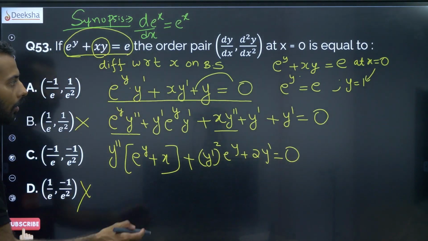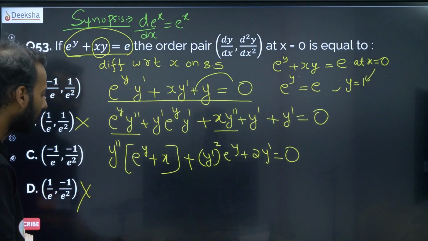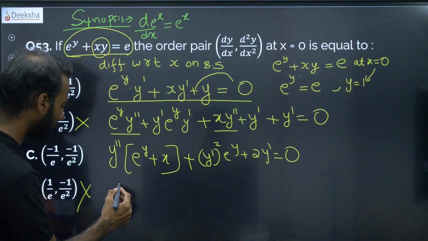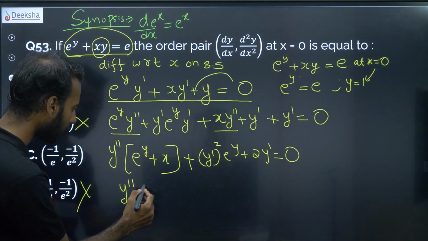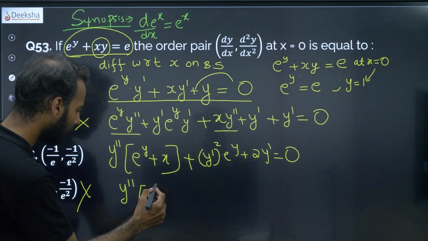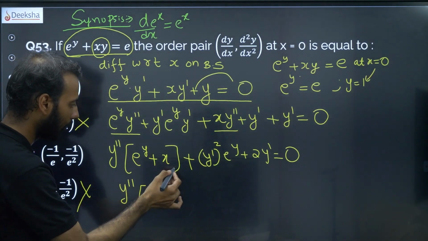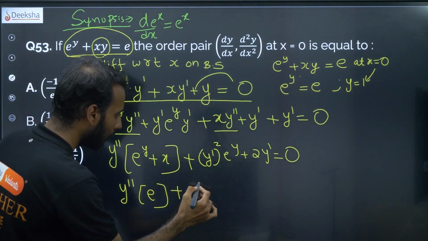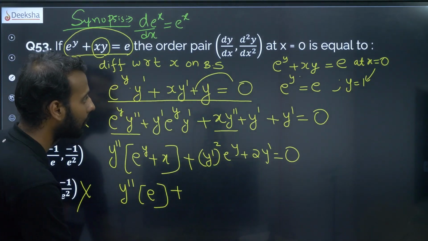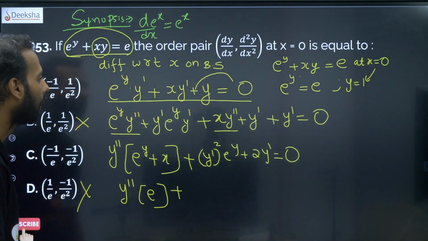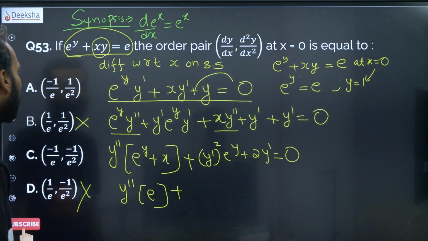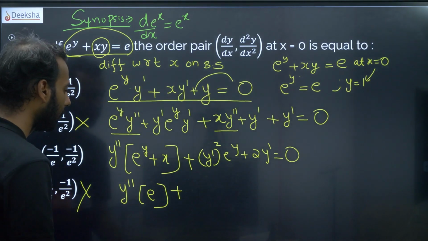Now that x equal to 0, y is equal to 1, we have to find this. E raised to y substitution, plus y dash is how much? Y dash is minus 1 by e.